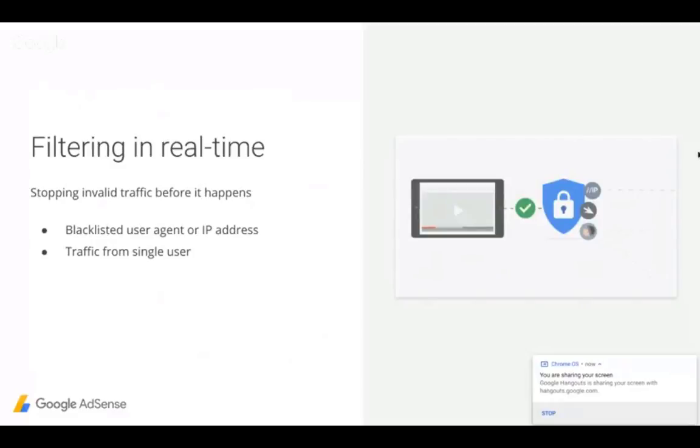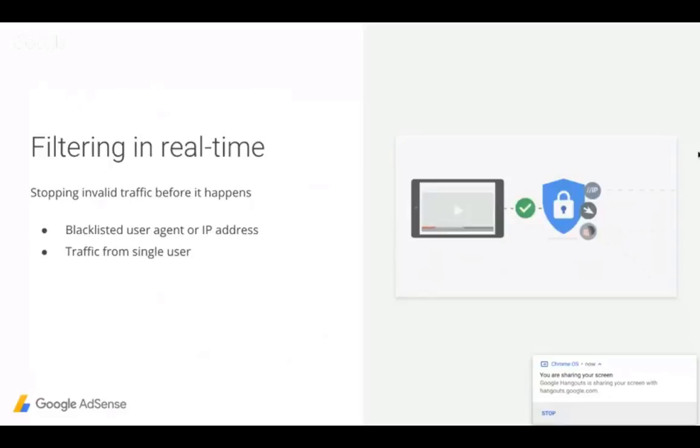The next defense that we have is filtering in real time. This kind of filtering happens right at the start of the invalid traffic. We don't allow that kind of invalid traffic to enter the network. This could be cases like blacklisted user agents or IPs.